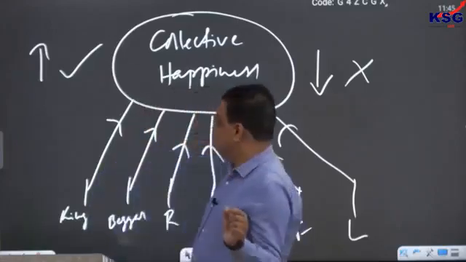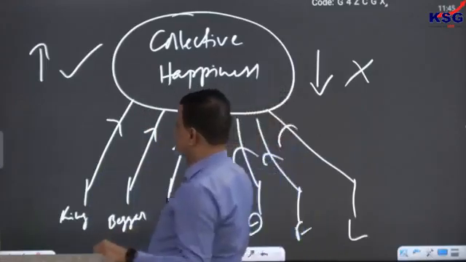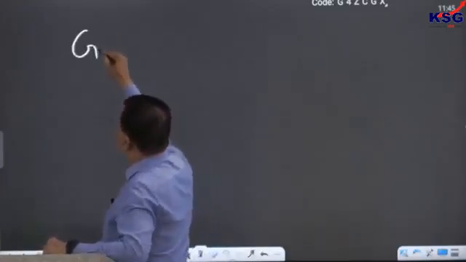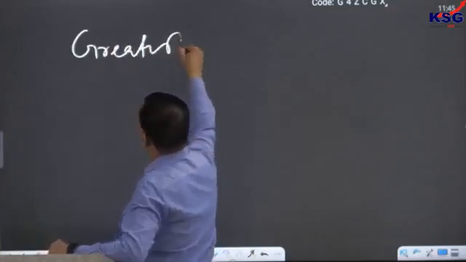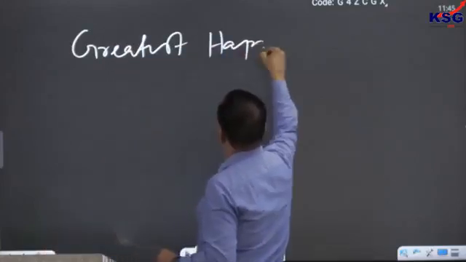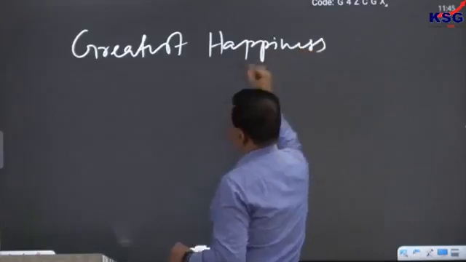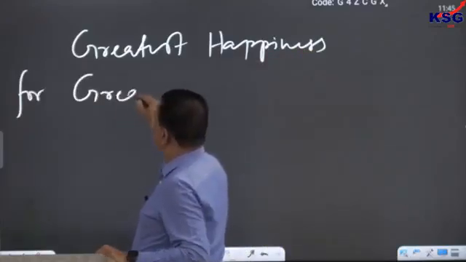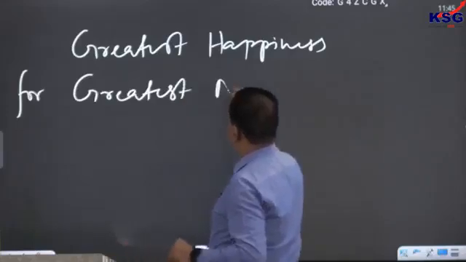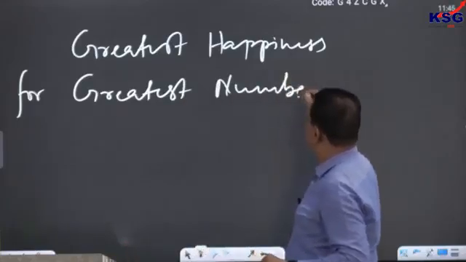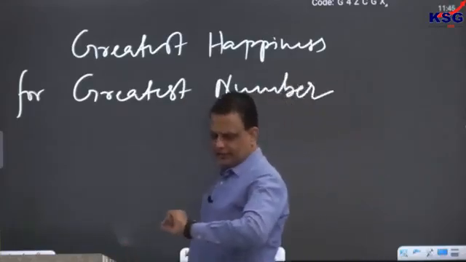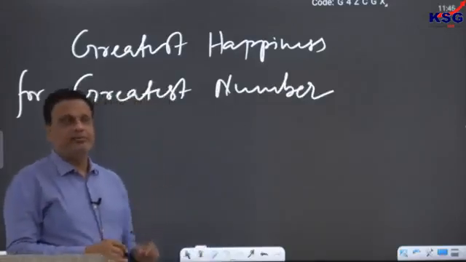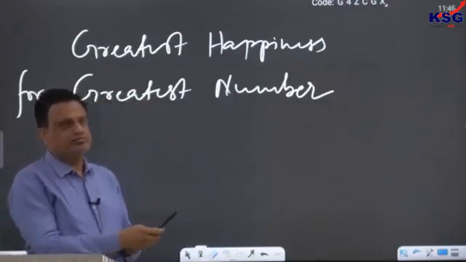So, write down, thus that action is the right action. That action is the right action which produces the greatest happiness for the greatest number. That action is the right action which produces the greatest happiness for greatest number.